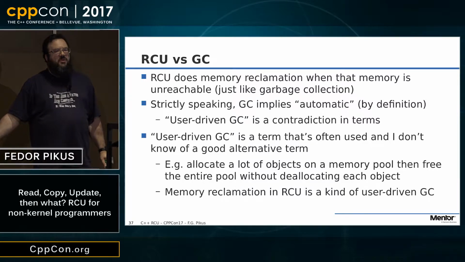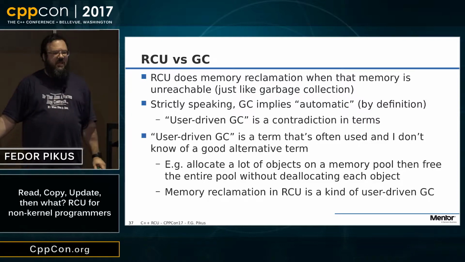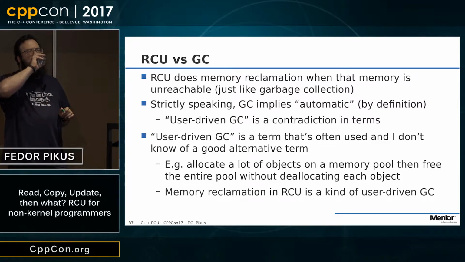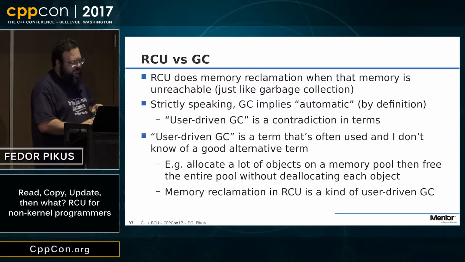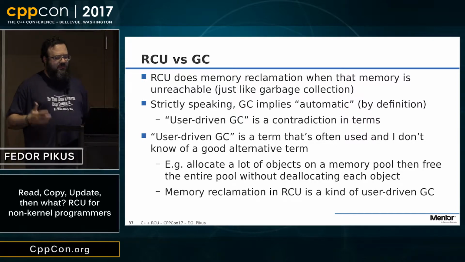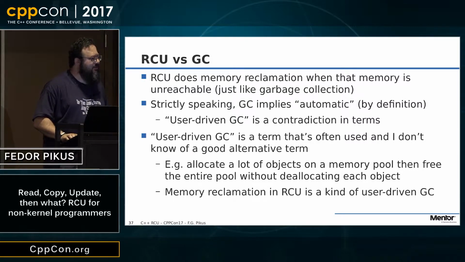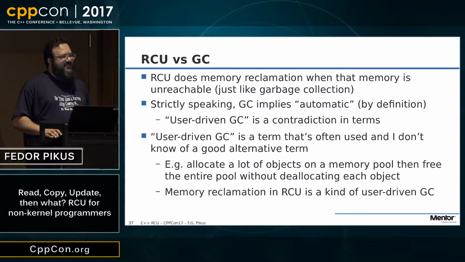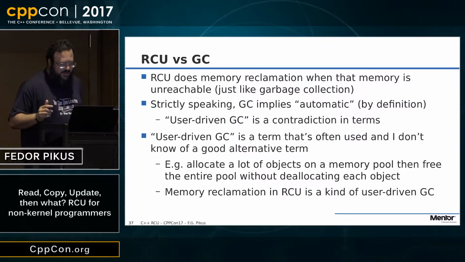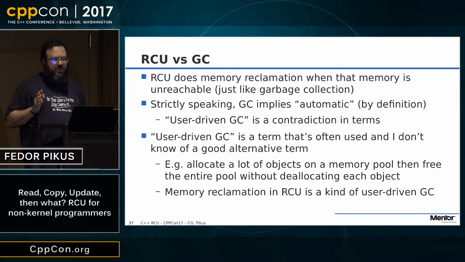I don't know a better term than user-driven GC, even though it's kind of like saying round square. If anybody knows the correct term for a reclamation that is triggered by user action, let me know. I think some papers use compaction. Not exactly the same, but anyway, come offline and talk to me. Okay, so the memory reclamation in RCU is kind of like user-driven garbage collection. There will be a user event that would trigger the reclamation.